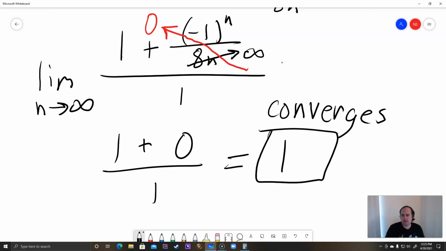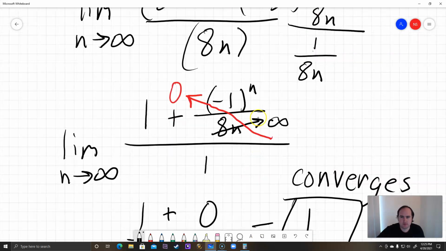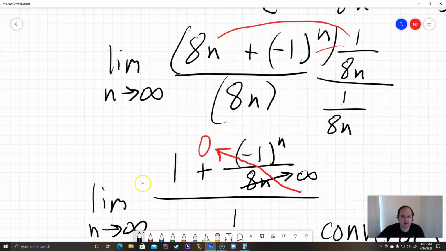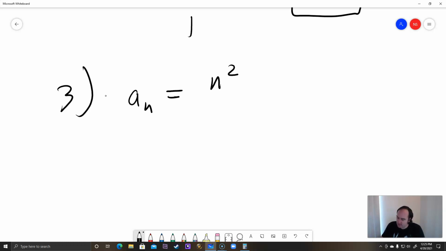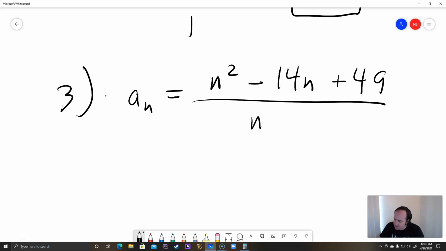So let's see another example of one of these. I guess that was example number 2, so this next one's going to be example number 3. For example number 3, our a sub n equals, sorry, let me pull it up on my notes. It's n squared minus, my bad, n squared minus 14n plus 49 all over n minus 7.